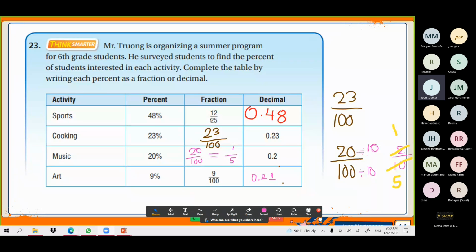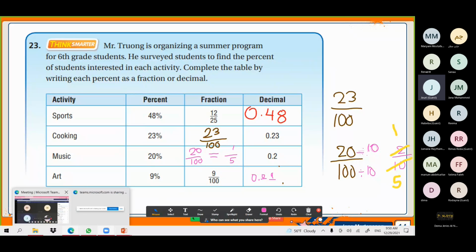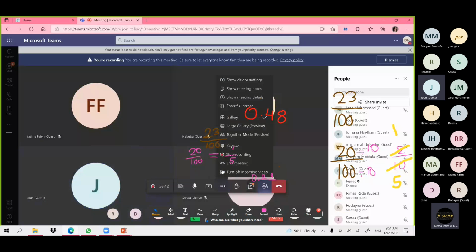Teacher, if both the numerator and denominator have 0, can we divide them by 5, or only if they have 5 and 0? If it is 0 and 0, you can divide them by 10, because numbers that end with 0 can be divided by 10. Thank you so much. You are welcome.